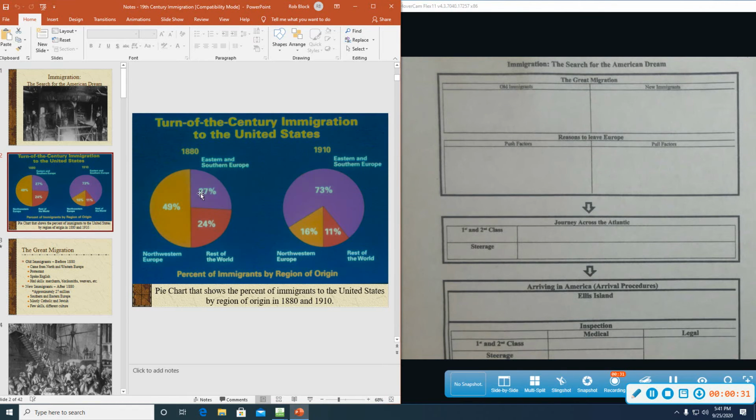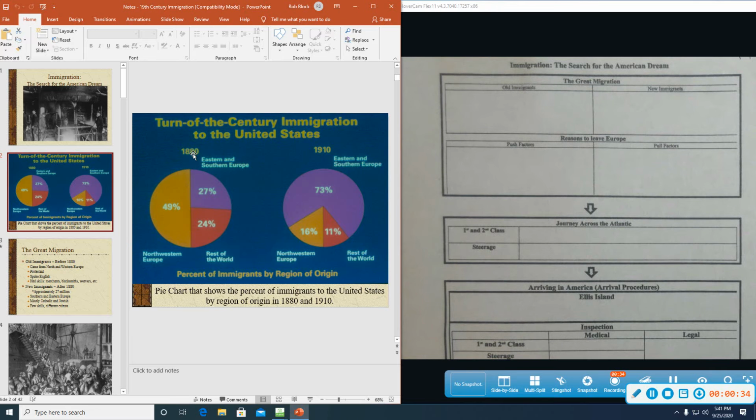Okay, this here shows the turn of the century, which means from the 1800s to the 1900s. That's turn of the 1900s. Okay, and so turn of the century immigration to the United States. Notice in 1880, 49% of the population was Northwestern Europe. That would be the English, the French, the Dutch, those colony ethnicities. Only 27% of the population at that time was Eastern and Southern European, like Poland and Italy, and then the rest of the world, Africa, Asia, Latin America, was 24% of the population.